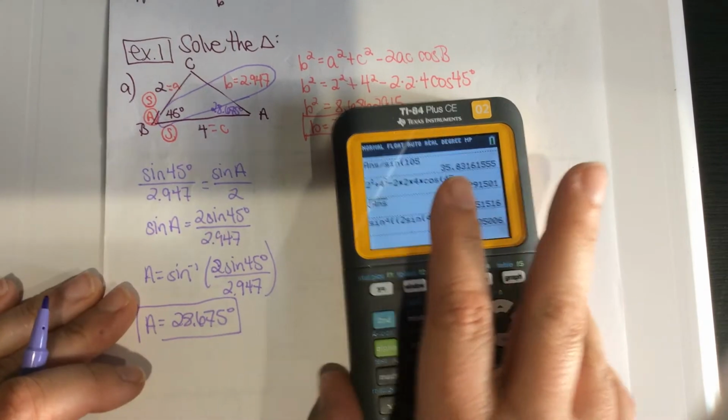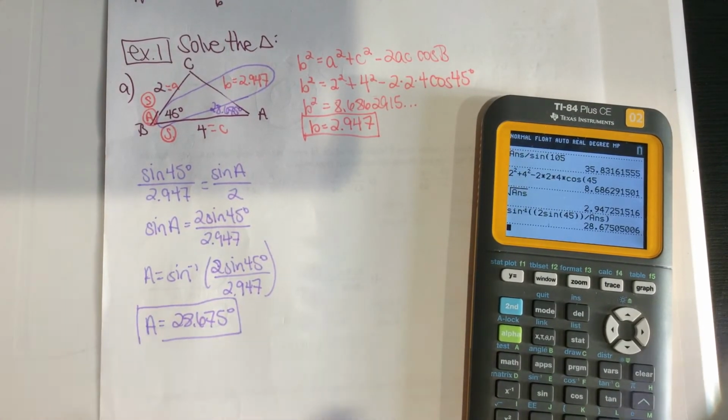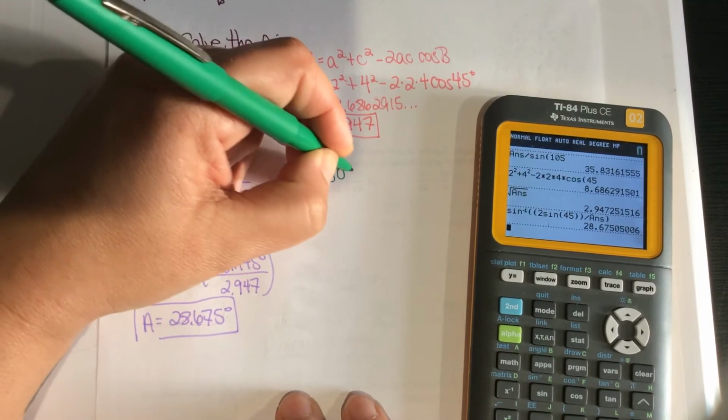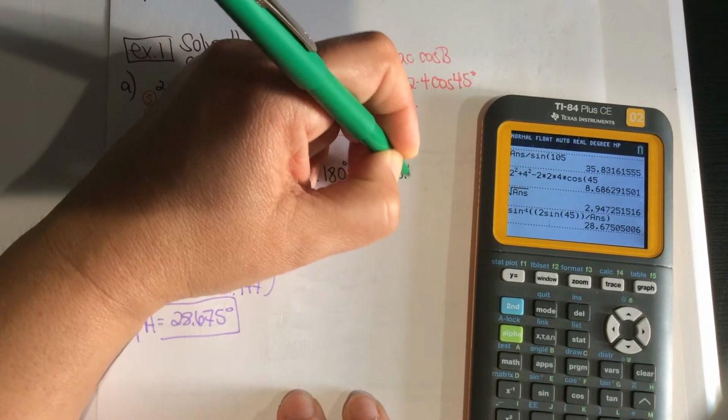So I know this is 28.675 degrees. And now I have all the sides. All I need left is angle C. And you guys all know how I can find the angle C, right? C is going to be 180 minus 45 minus 28.675.